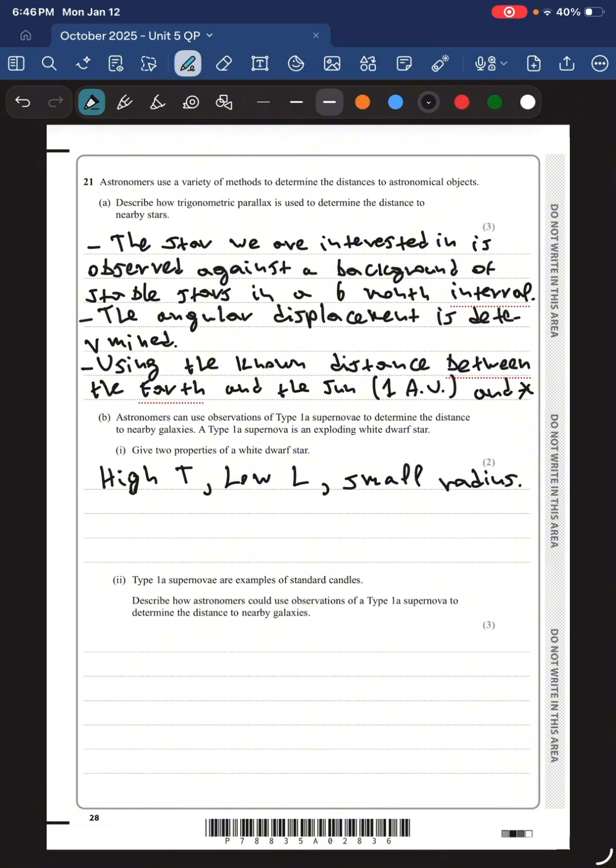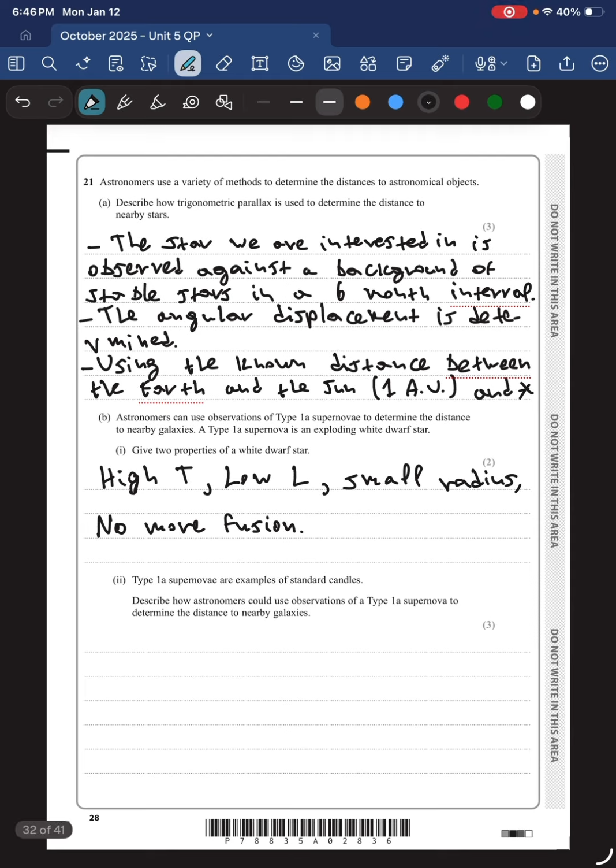Small radius, and there's no more fusion going on. No more fusion. Okay. Type 1a supernovae are examples of standard candles. Describe how astronomers could use observations of a type 1a supernova to determine the distance to nearby galaxies.